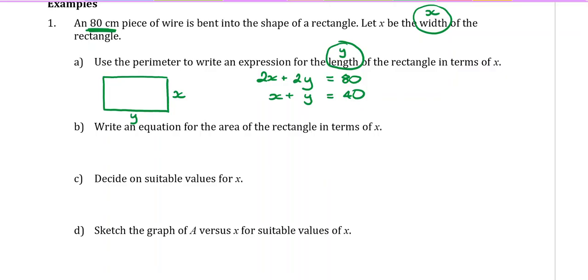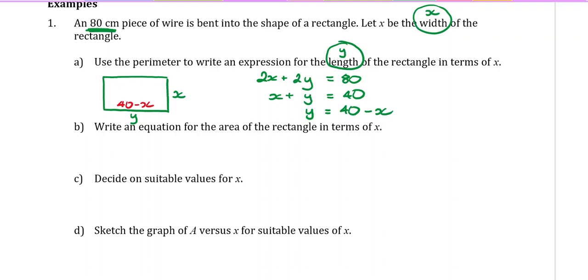And I was told to get an expression for the length in terms of X. That means I want the Y by itself. So move the X over to the other side. Y is equal to 40 minus X. So instead of Y, this side length here is 40 minus X. So I have the width and the length both in terms of X. I don't need Y anymore.